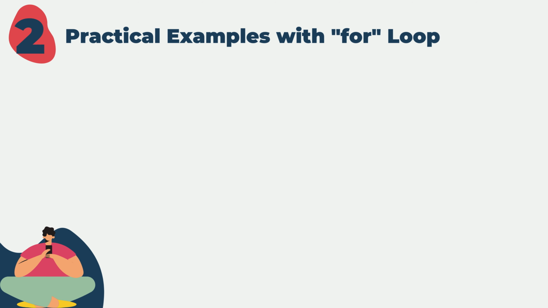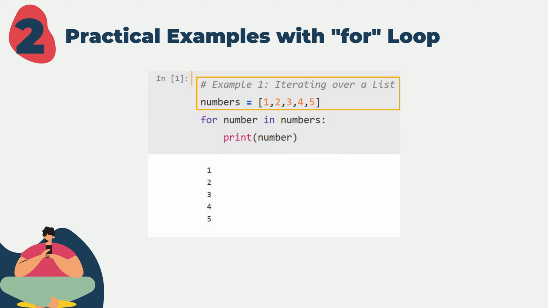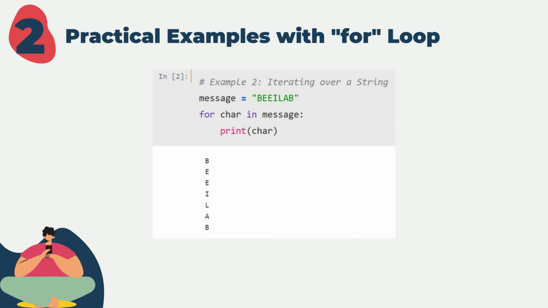Now, let's dive into practical examples of the for loop in Python. In this example, we define a list called numbers containing elements 1, 2, 3, 4, and 5. The for loop then iterates over each element in the list, and the variable number takes the value of each element in each iteration. The print(number) statement inside the loop prints each number to the console. In the next case, we have a string named message with the value BEEiLab. The for loop iterates over each character in the string, and the variable char takes the value of each character in each iteration. The print(char) statement inside the loop prints each character to the console.